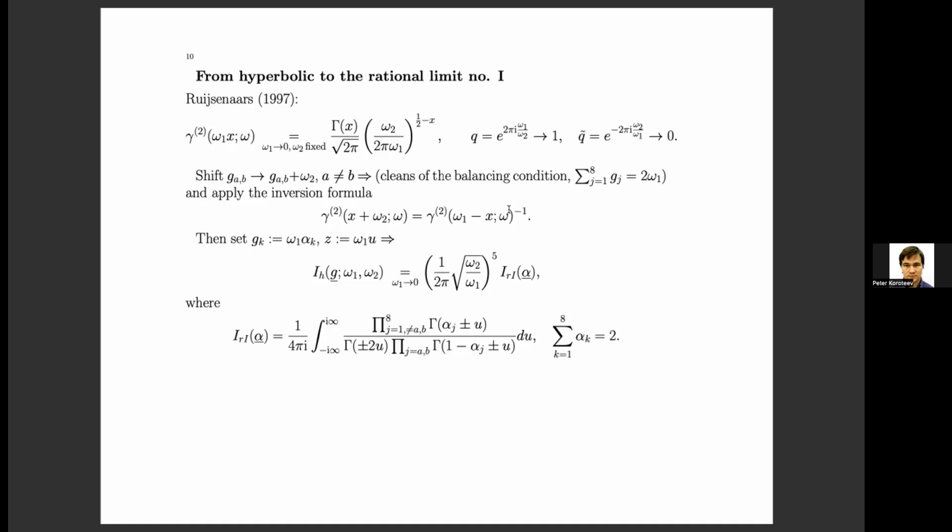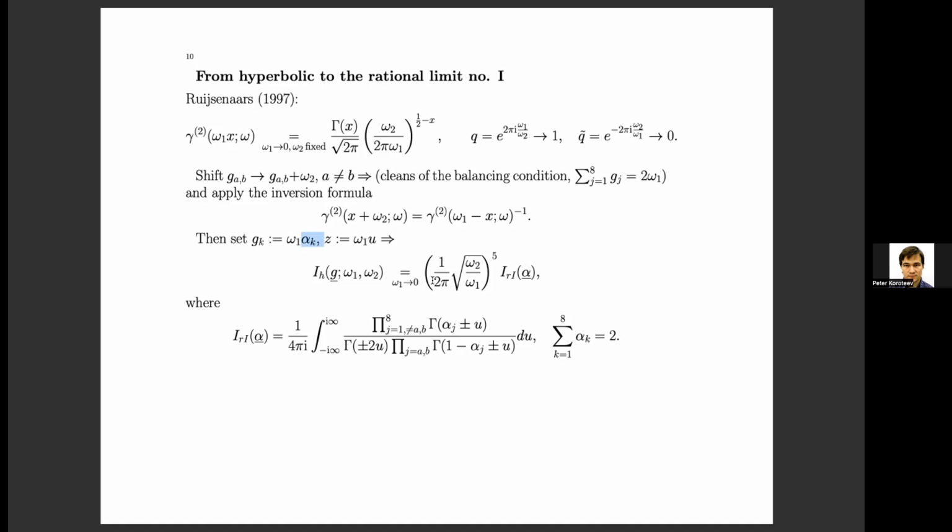Then using this inversion relation for this gamma 2 function, I flipped some gamma functions from the numerator to the denominator. This cleans up completely dependence on omega 2 inside the arguments of these gamma functions. And then it is straightforward to apply this limit after the scaling. I scale g_k by pulling out the omega 1, which goes to 0, and the remaining I denote as alphas. And here is the result.